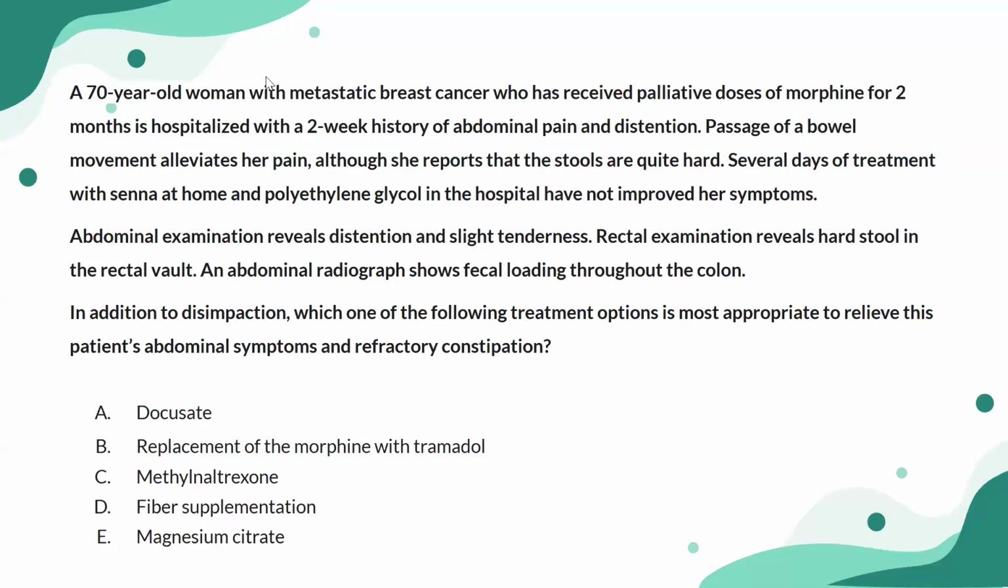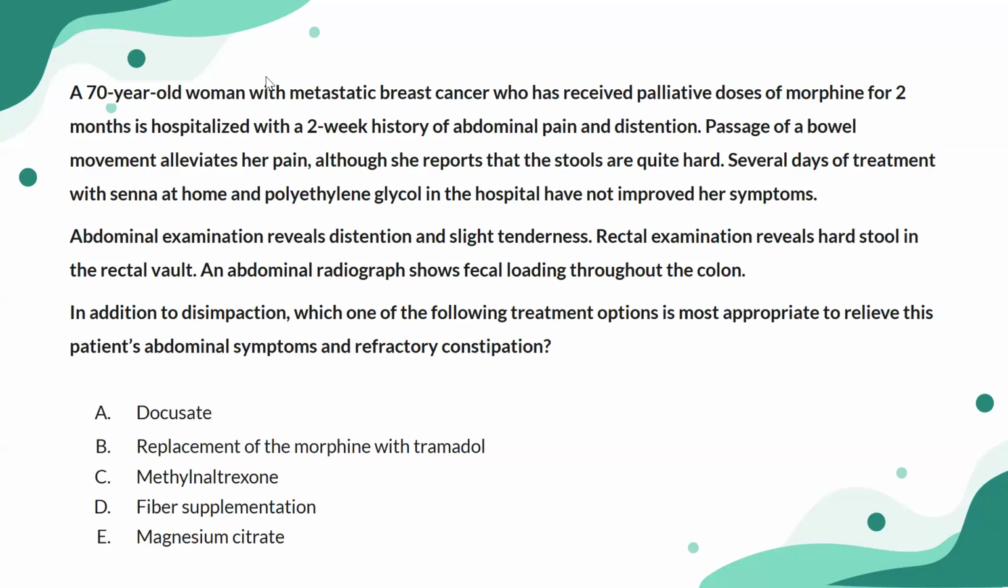A 70-year-old woman with metastatic breast cancer who has received palliative doses of morphine for 2 months is hospitalized with a 2-week history of abdominal pain and distension. Passage of a bowel movement alleviates her pain, although she reports that the stools are quite hard. So she has some sort of constipation, right? Several days of treatment with senna at home and polyethylene glycol in the hospital has not improved her symptoms. Abdominal examination reveals distension, slight tenderness. Rectal examination reveals hard stool in the rectal vault. Abdominal radiography shows fecal loading throughout the colon. So very obviously she's having constipation, right?